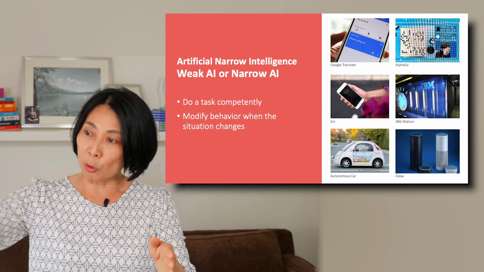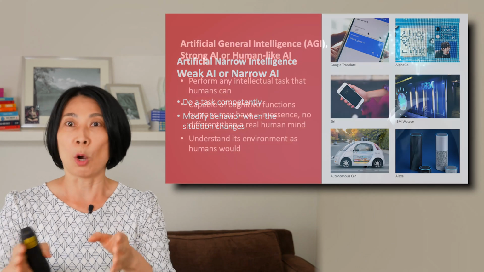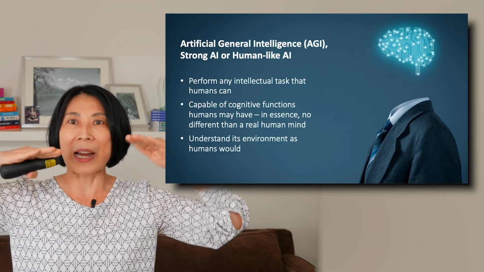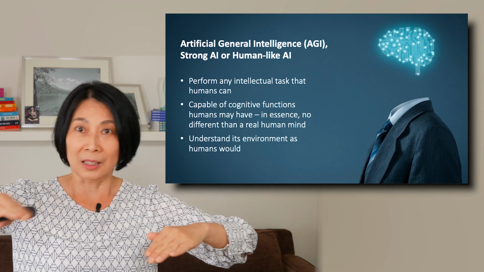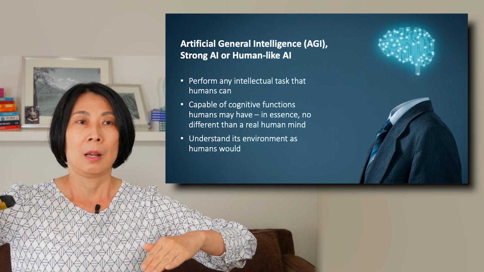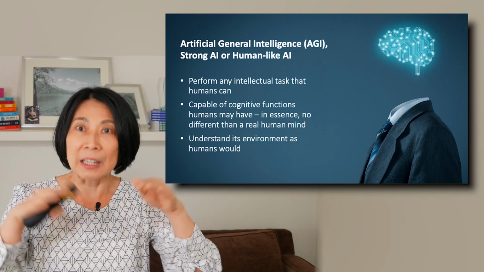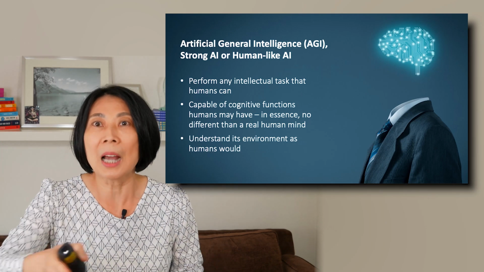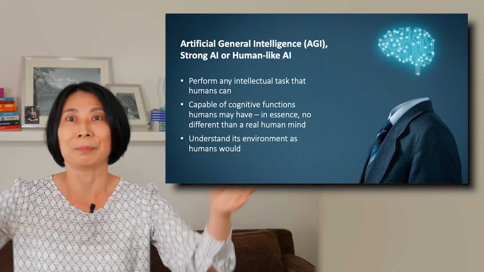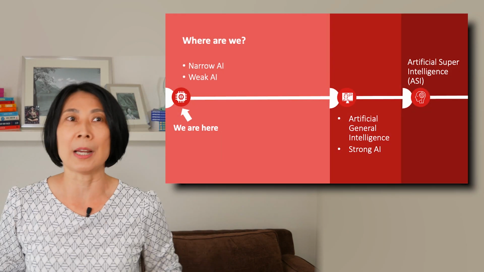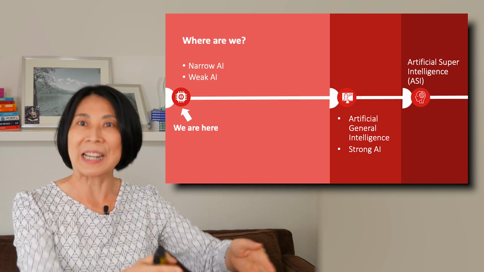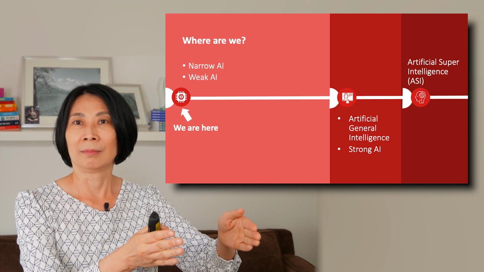Another one, which is between superintelligence and narrow AI, is what they call strong AI or human-like AI. They perform any intellectual task that's at par with humans. They can also understand the environment as a human would. So if you put these three types of AI on a timeline, right here you can see that we are literally in the very beginning of AI.